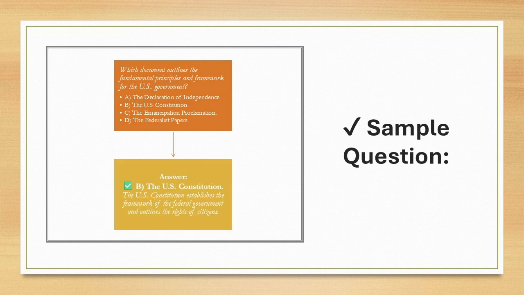The U.S. Constitution. The U.S. Constitution is the document that establishes the structure of the government, outlines the powers of each branch, and provides the framework for how the government functions. The other documents listed, while important, do not serve this purpose in the same way.